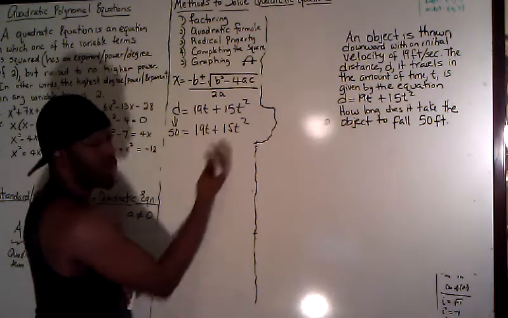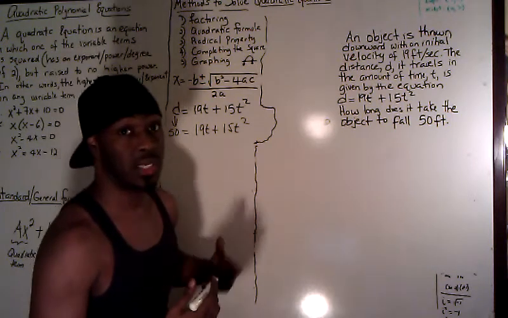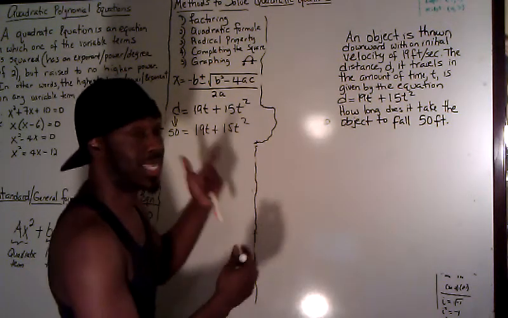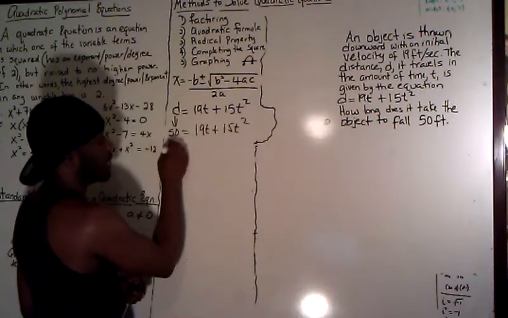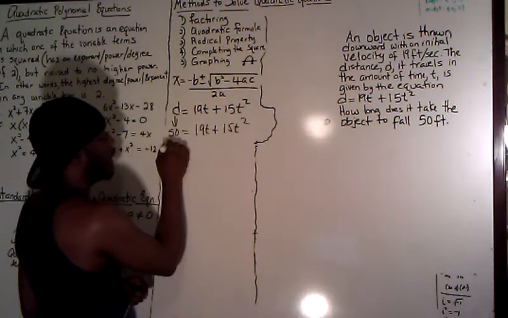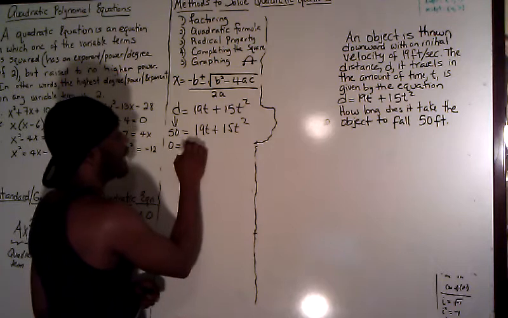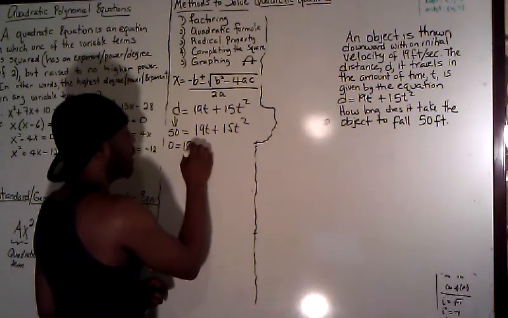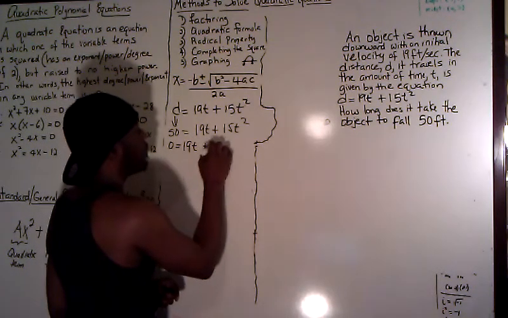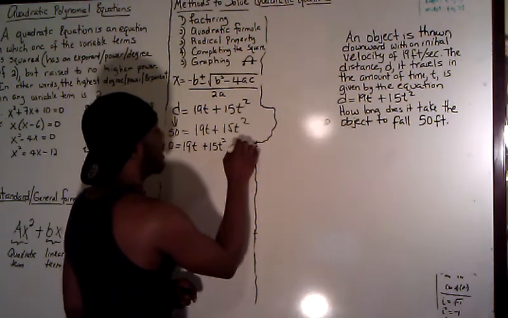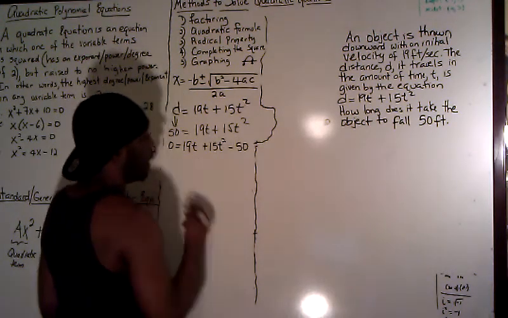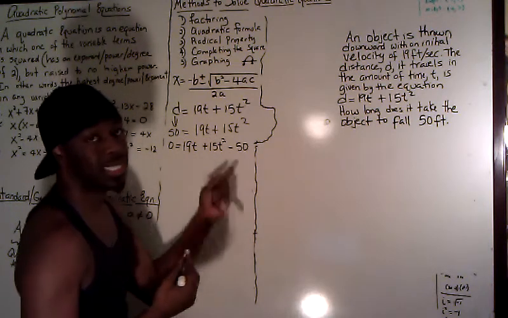To solve this quadratic equation, we need to go ahead and take everything over to one side and set the other side equal to 0. So we subtract 50 from one side. When we subtract 50 from this side, we're going to end up with 0 equals 19t plus 15t squared minus 50. And you can, again, put this equation in descending order.